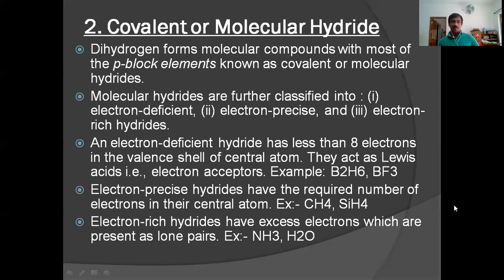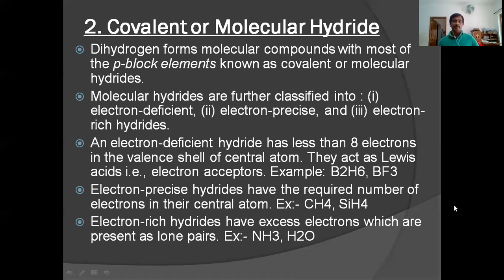All these are examples of electron deficient hydrides: diborane, BF3. They are also Lewis acids. Electron precise hydrides have the required number of electrons in their central atom. For example, CH4. Carbon has 8 electrons. There is no excess and no deficiency.